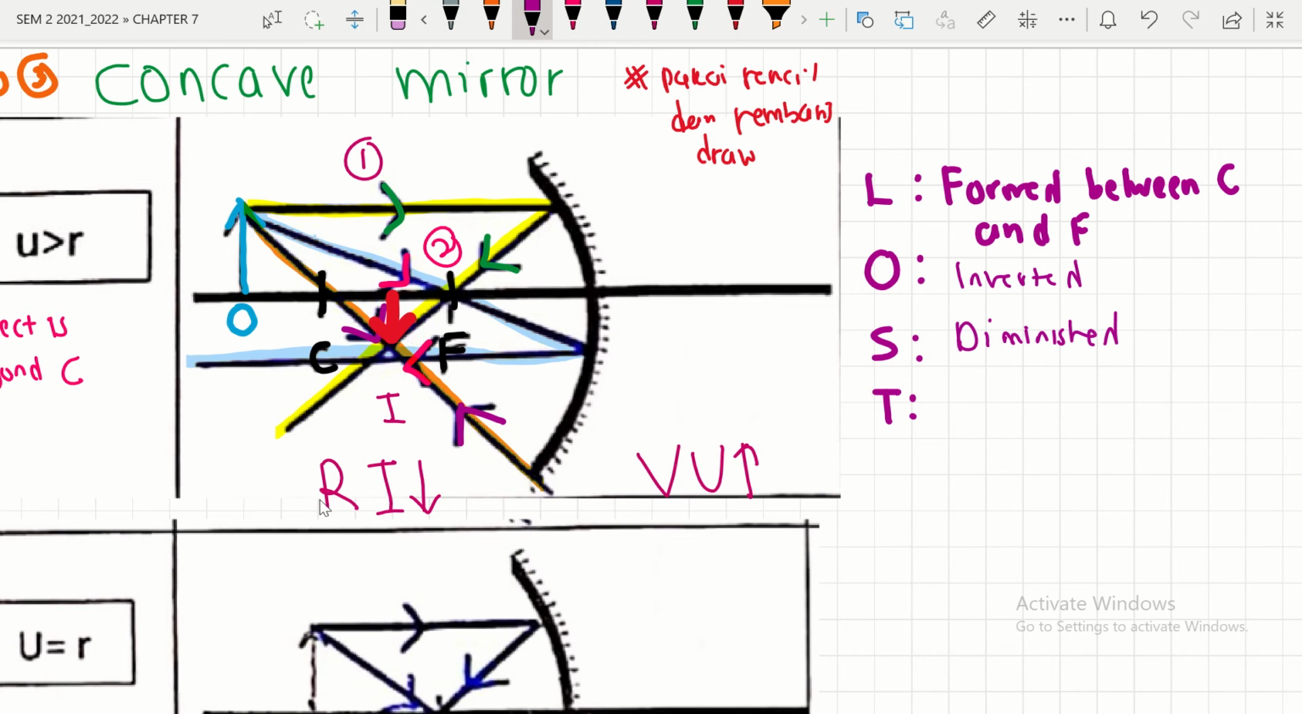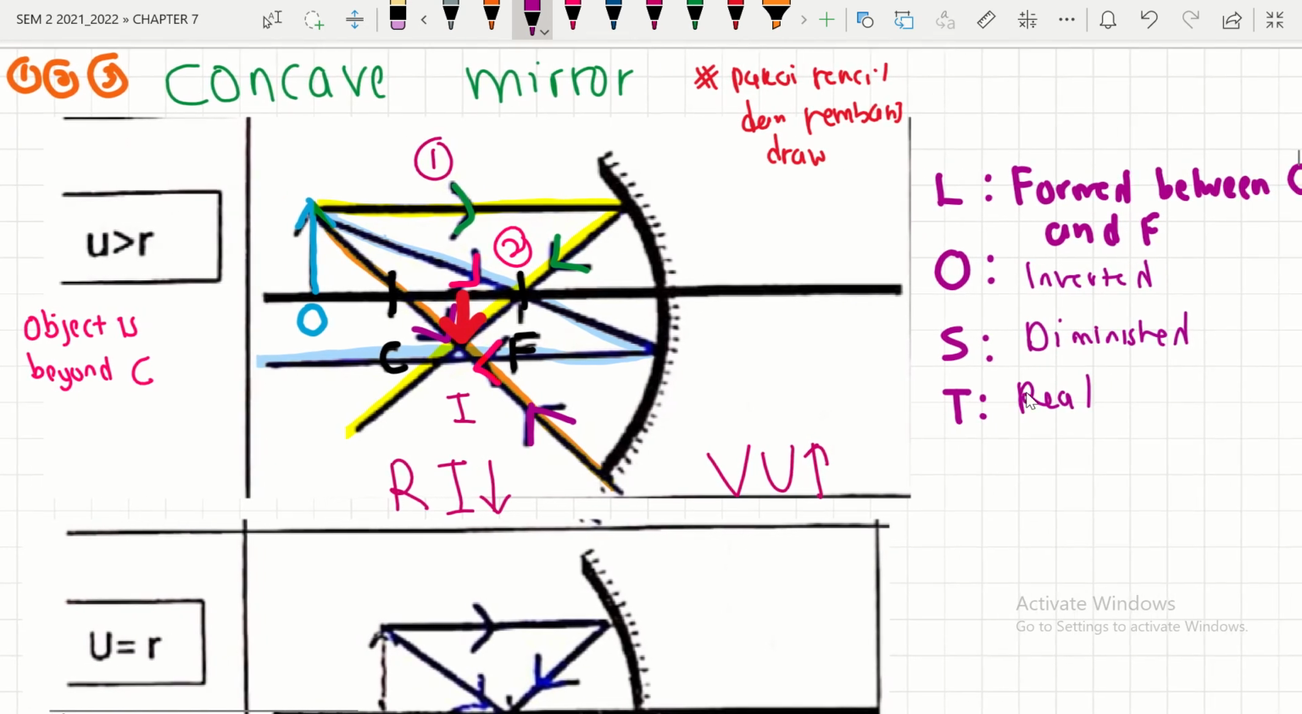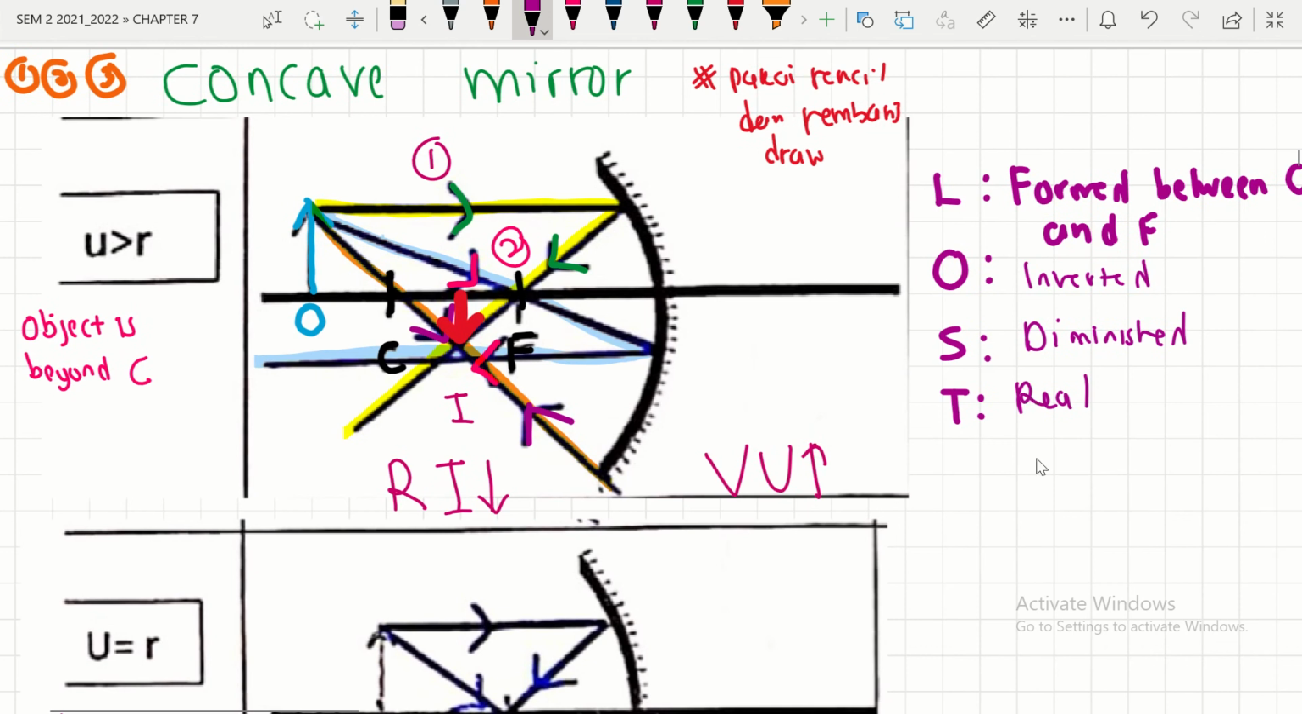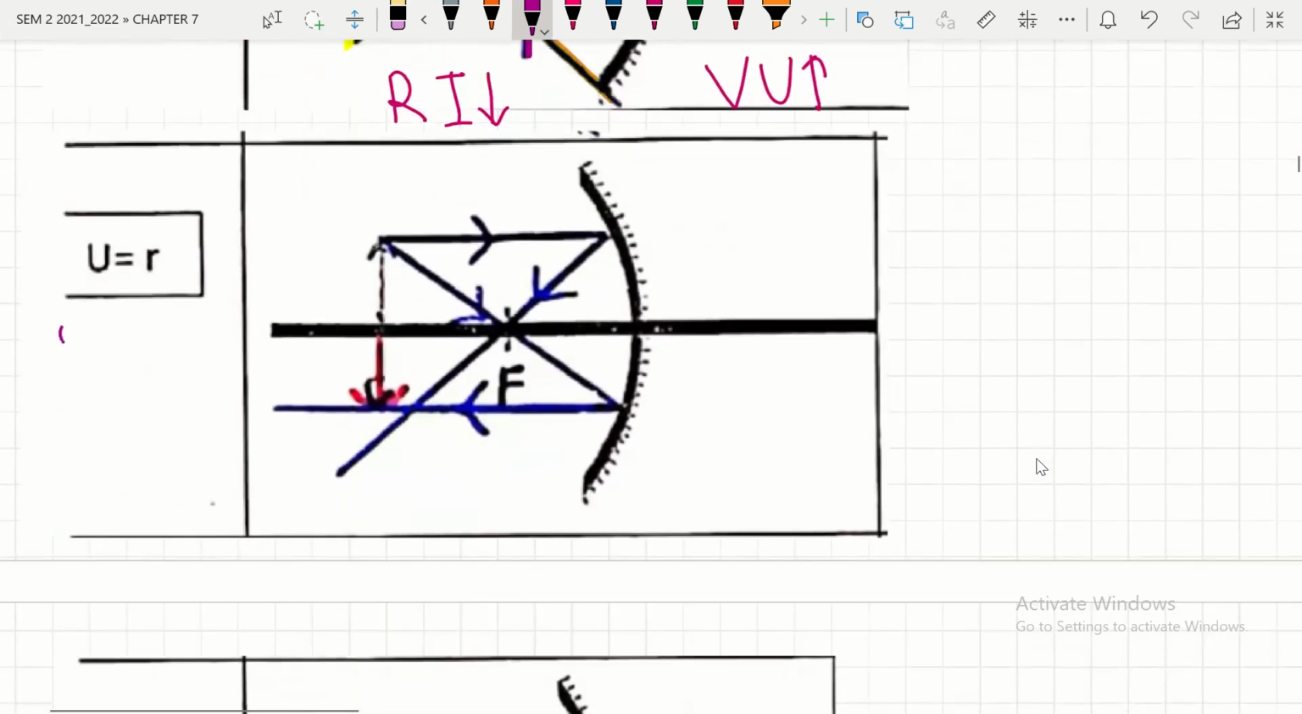So, type of image dia, kita tahu kita akan ada real image. Sebab apa? Sebab image itu terbentuk di hadapan cermin. So, image dia adalah real. So, this is how you are going to draw the ray diagrams to determine where the image is, dan macam mana awak nak tentukan characteristic or nature of the image. Okay, we're done with the first one. Okay, it's quite easy.